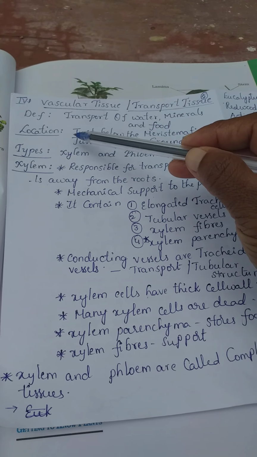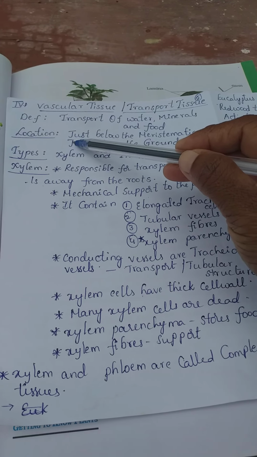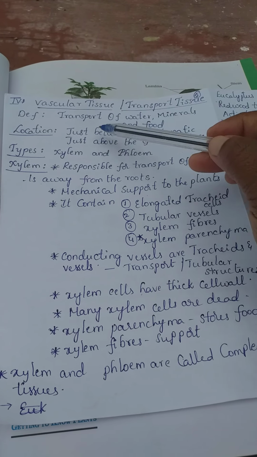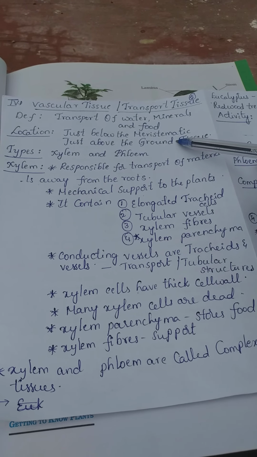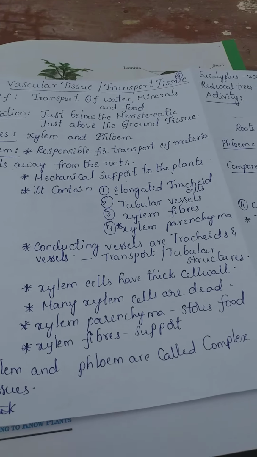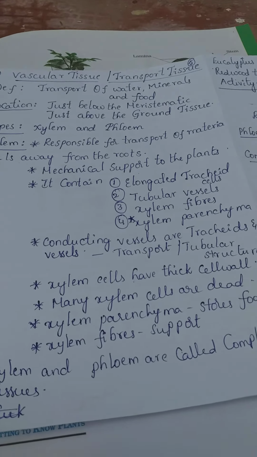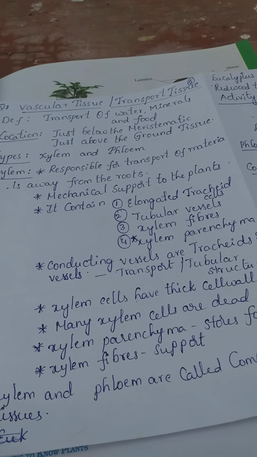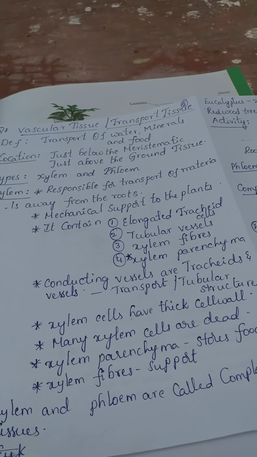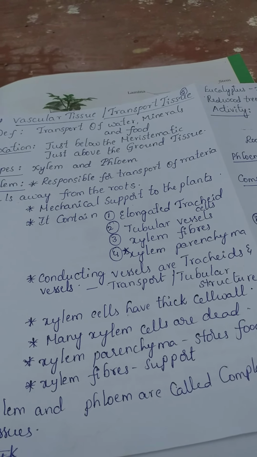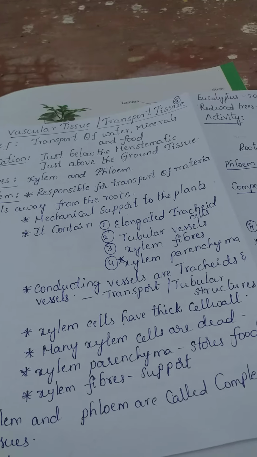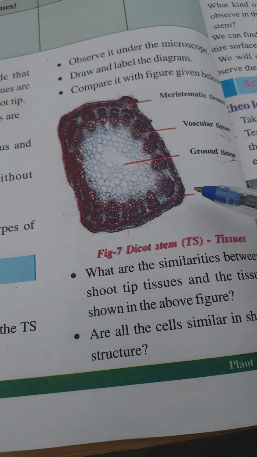If you see the location of the vascular tissue, or transport tissue, it is just between the meristematic tissue and ground tissue. I'll show you the picture now to locate the transport tissue. See here, it is the transport tissue in the dicot stem.